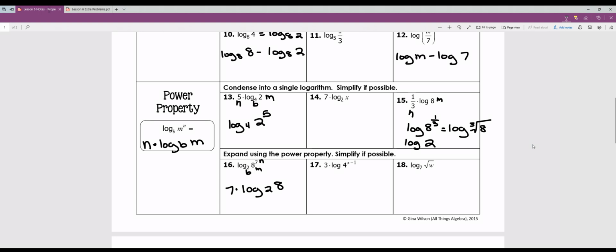Let's do number 18. Log base 7, that's my b, w is my m, and if I have the square root here, my exponent n is going to be 1/2. Remember, I can rewrite square root as 1/2 power. So if I'm putting this in my form, my n goes on the outside, 1/2 log base 7 of w. And there you have it. Those are our 3 properties of logarithms.